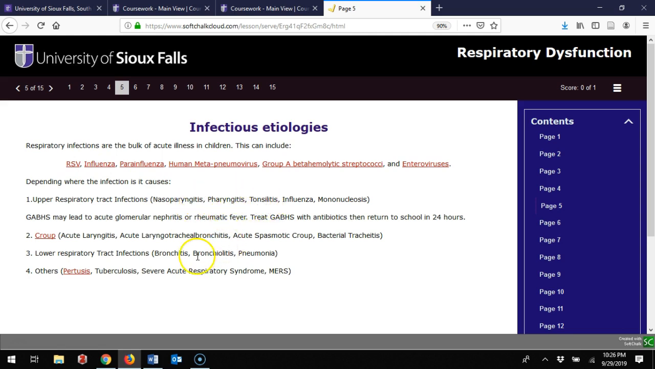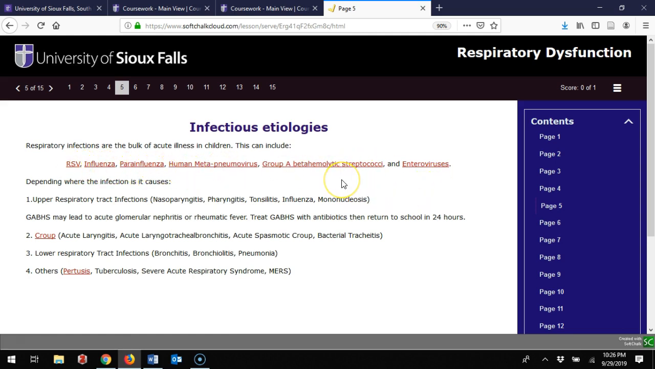Commonly what we talk about in kids is the bronchiolitis part. And so that's going to be your RSV, your influenza, human metapneumovirus, and those types of things. So you can take a look at each one of these. They've got good links here.